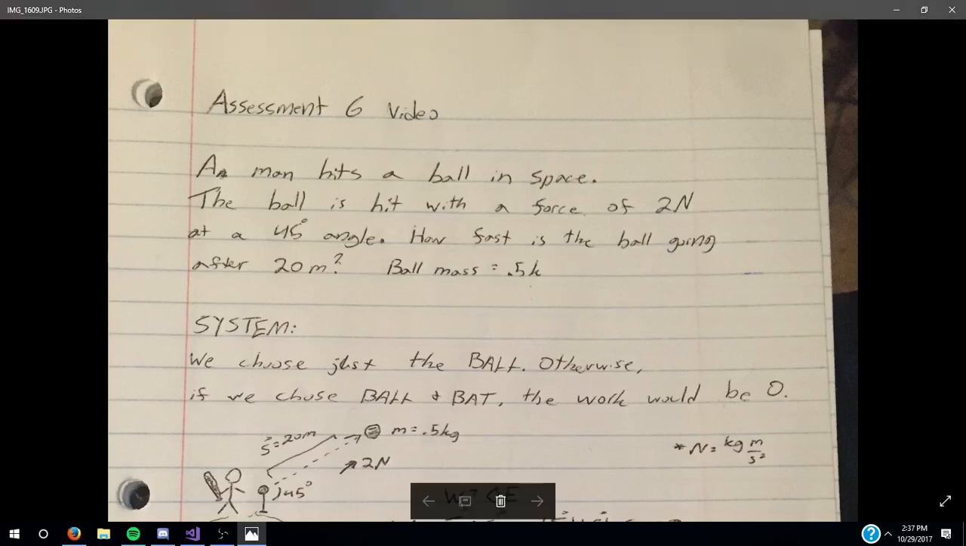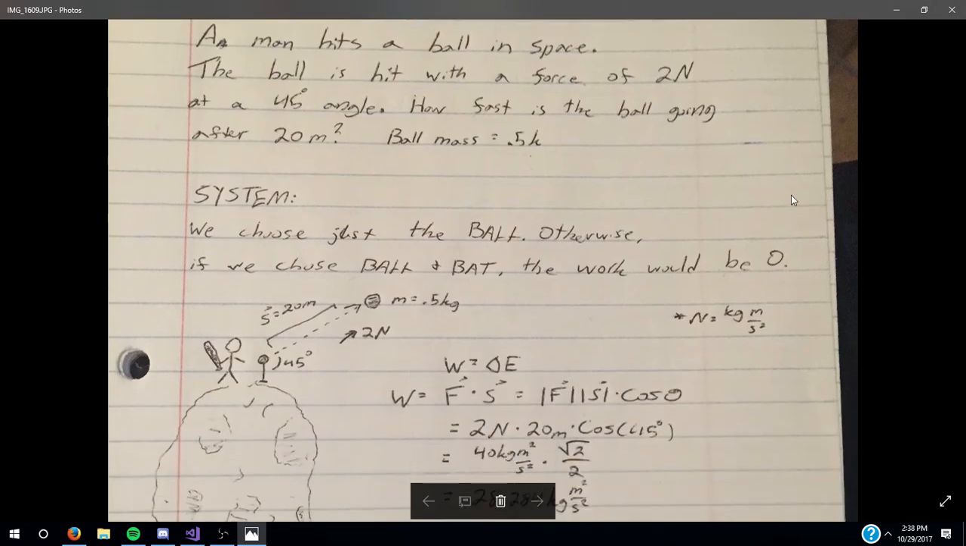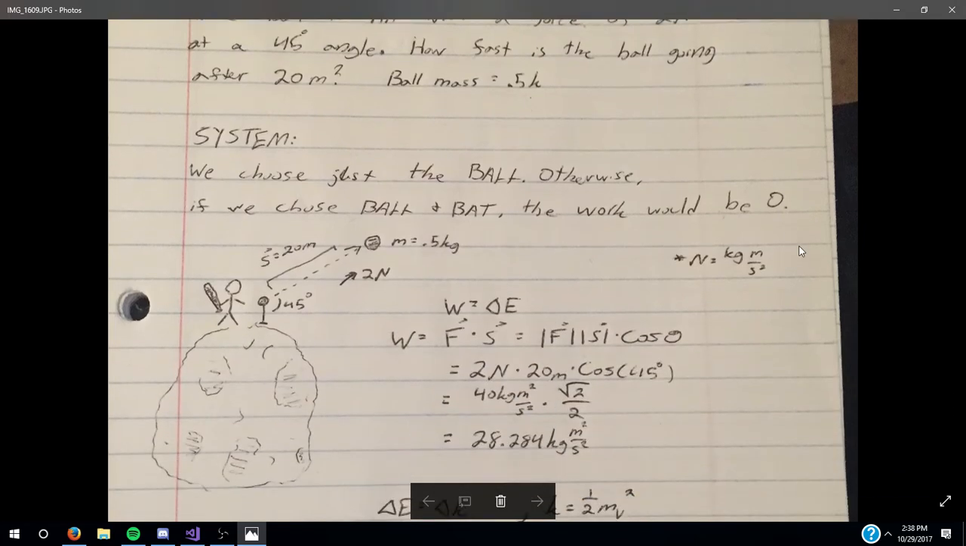Okay, so today I'm going to go over the basics of the work energy principle with a quick practice problem. So there's a man in space, and he hits a ball with a force of 2 newtons at a 45-degree angle. After 20 meters, how fast is the ball going if the mass of the ball is half a kilogram, which is about 1 pound, so let's say a cabbage ball.